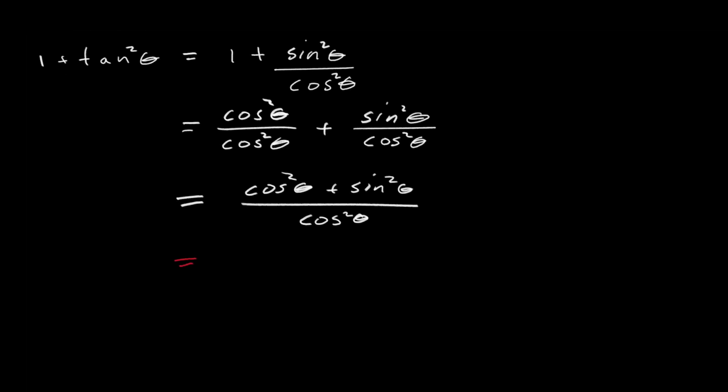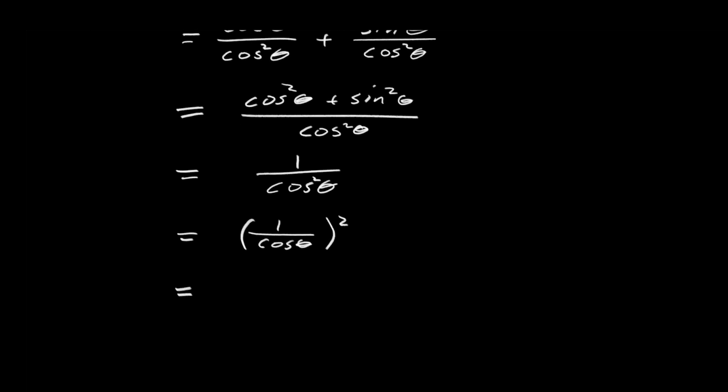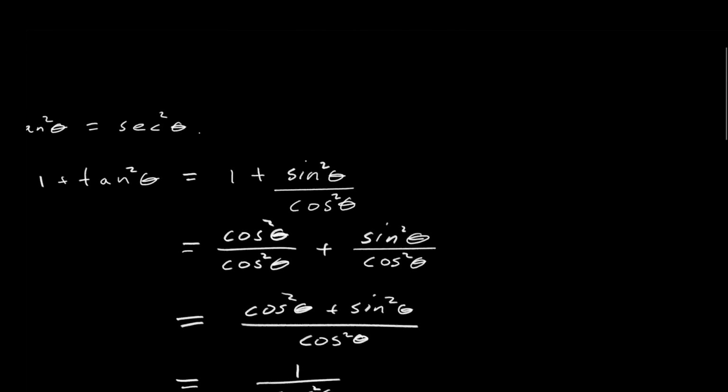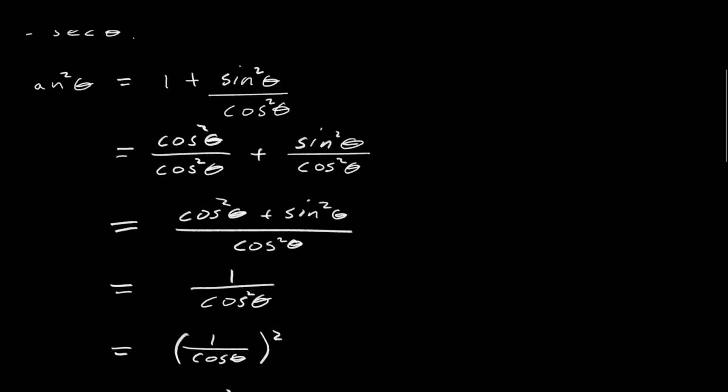So we have 1 over the cosine of theta squared, but I'll rewrite it like this, 1 over the cosine of theta, all squared. What we have in brackets there is by definition the secant of theta. So that is the secant of theta squared, which is the right-hand side of the identity we wanted to prove. So this completes the proof.